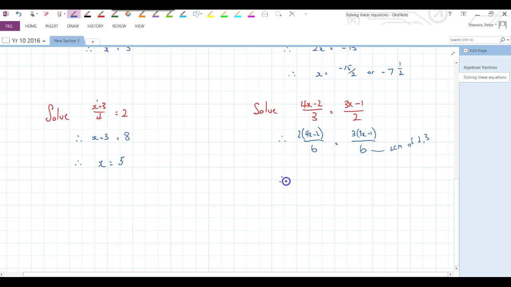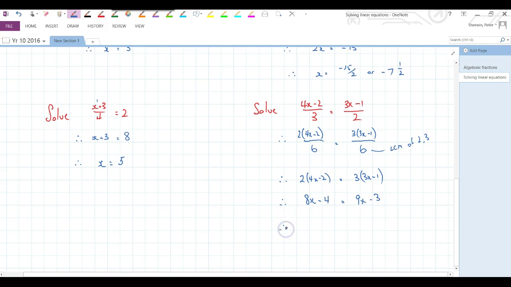Have a look at this. What I can do now is just multiply both sides by 6, and the effect is I'm just left with the numerator on each side. So once the denominators are the same, you can remove them, get rid of them. So my 4x minus 2 is equal to my 3x minus 1. Okay, so therefore, just expanding out now, 8x minus 4 equals 9x minus 3.